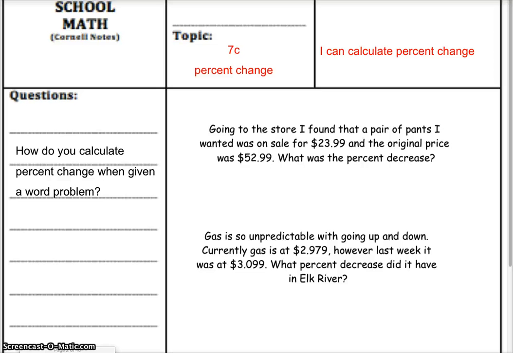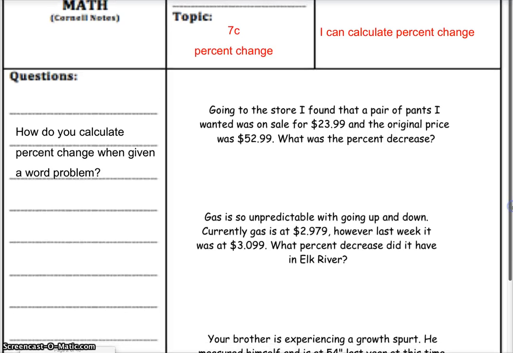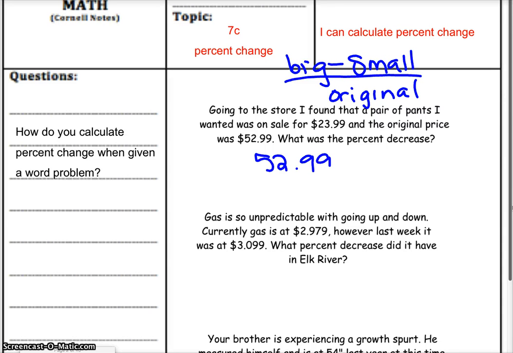Okay, I went to the store. I found a pair of pants that I wanted. They were on sale for $23.99. The original price was $52.99. What was my percent decrease? Which is also known as what was my sale price percentage. So, you use the formula big minus small over the original. So what's my highest price? What is it? Tell me. 52.99. Take away my smaller price over my original.